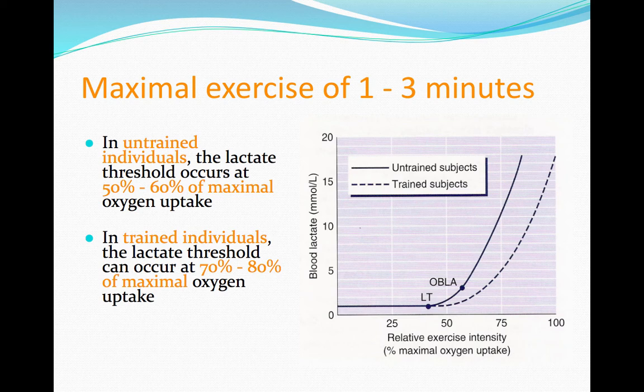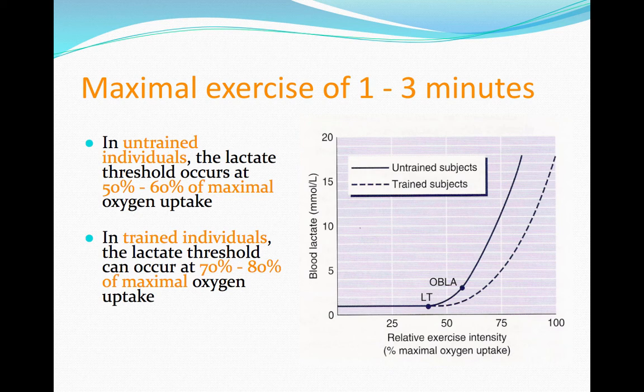VO2 max is often thought of as the hallmark of endurance trained individuals, meaning that if you have a really high VO2 max, you're going to be really good at endurance sport. And that is probably true. However, let's think of two cyclists, and they're endurance athletes, right? And these two cyclists have the same VO2 max. Let's say it's 70 mils per kg per minute, which is really good.